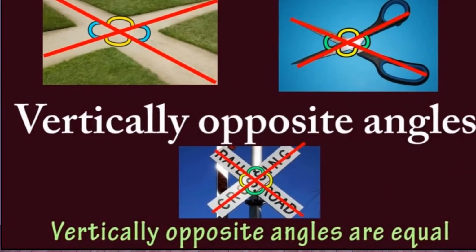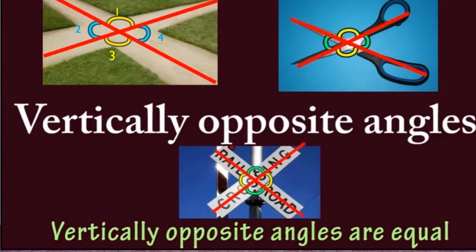Next is vertically opposite angles. Let us see some real life examples for vertically opposite angles. In the first figure, look at the four angles formed: angle 1, 2, 3 and angle 4. Angle 1 is vertically opposite to angle 3 and angle 2 is vertically opposite to angle 4. We call angle 1 and angle 3 a pair of vertically opposite angles. Can you name the other pair of vertically opposite angles? That is angle 2 and angle 4.